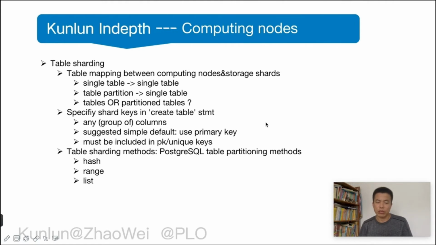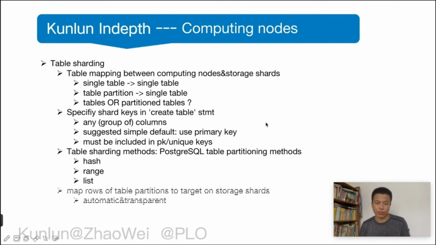The range method is very flexible. You can add more partitions as your business runs. For example, you can add 1 partition for each week, and you can retire old partitions, for example, 2 years ago. The computing node can map rows of table partitions to their targets on storage shards automatically.